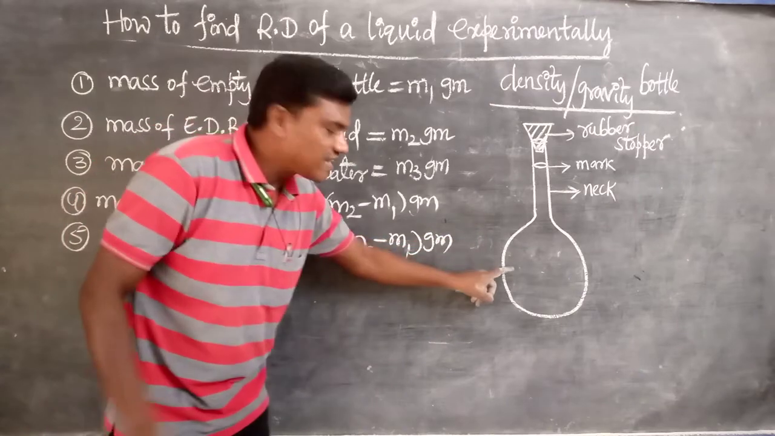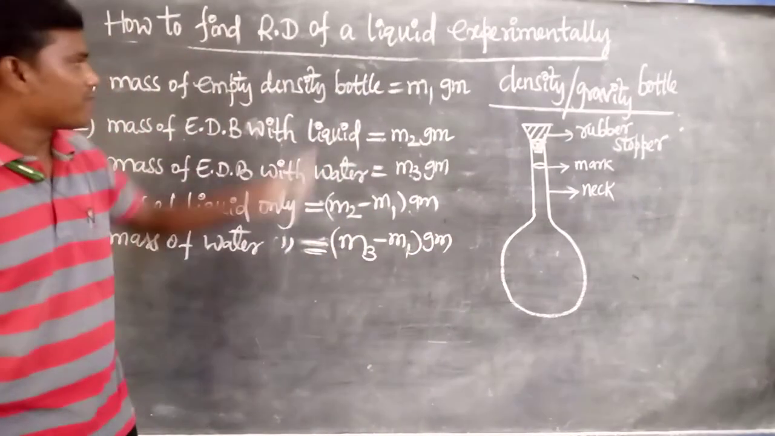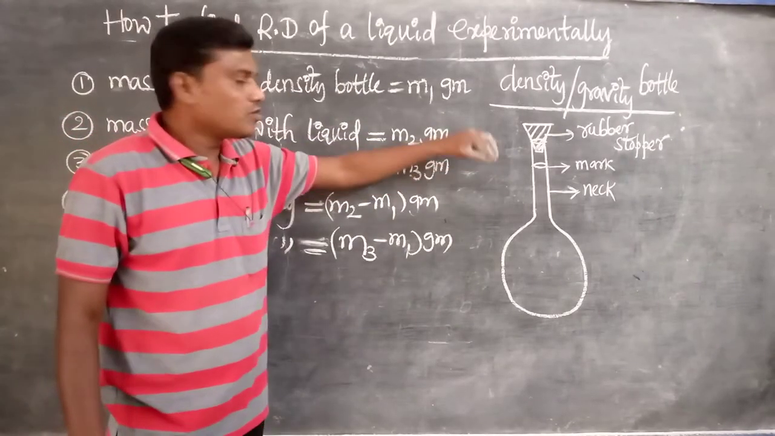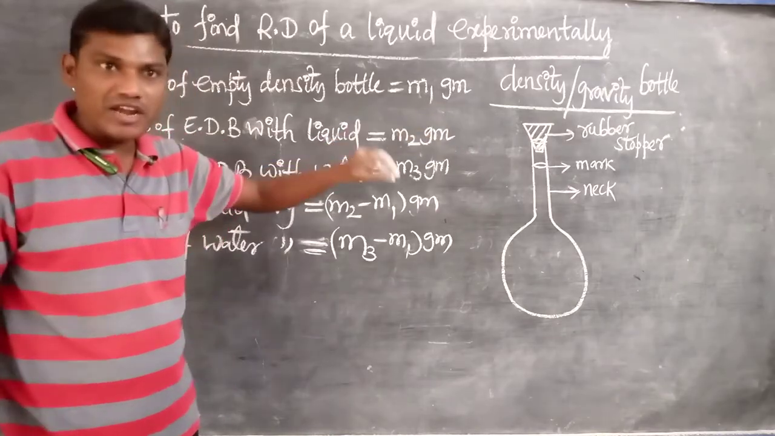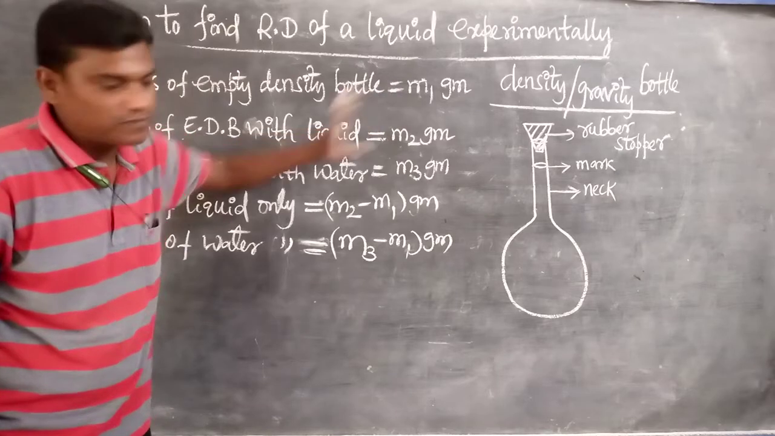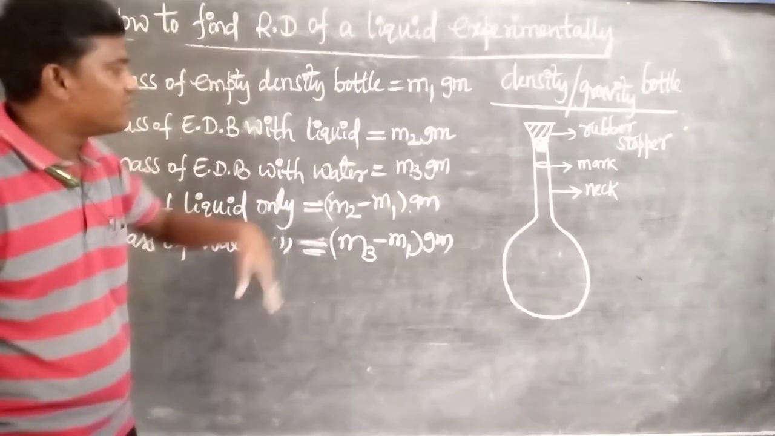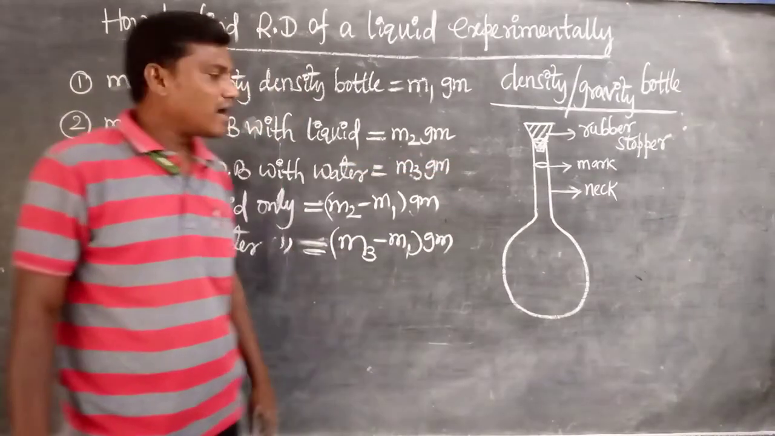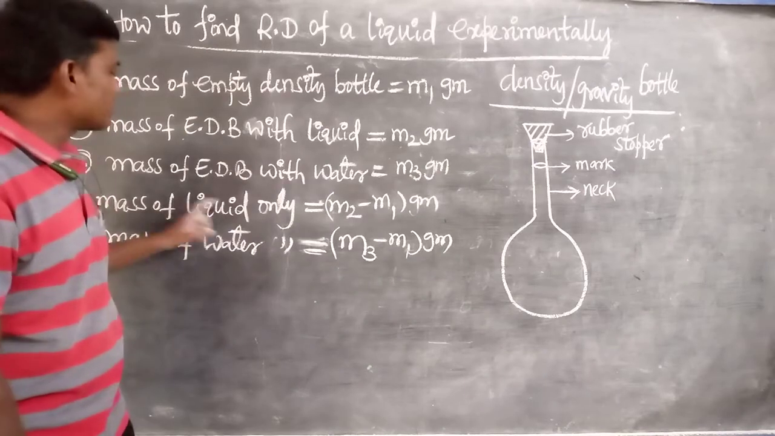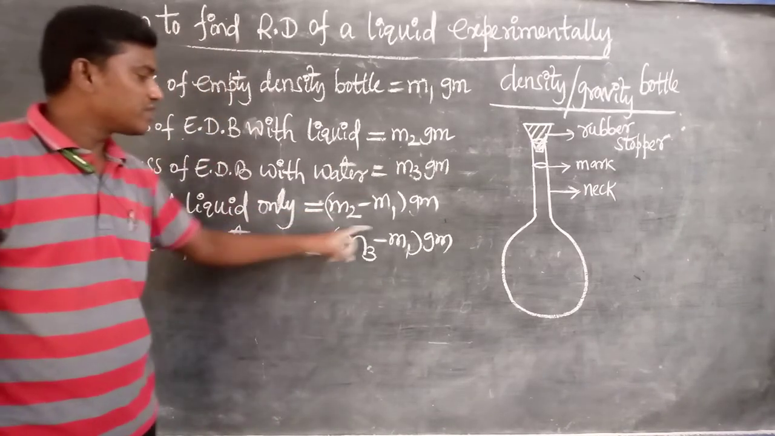First of all, we take the empty density bottle along with the stopper and measure its mass, noted as M1. Now the bottle is filled with the liquid whose relative density you have to find out, and we measure its mass as M2. Now remove the liquid and clean thoroughly. Again fill with the water up to the same mark and measure its mass and note it as M3 grams. Now the mass of the liquid only is M2 minus M1 gram and the mass of the water only is M3 minus M1 gram.